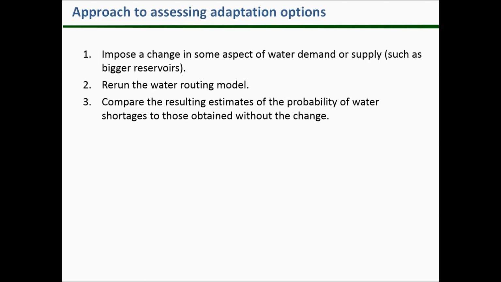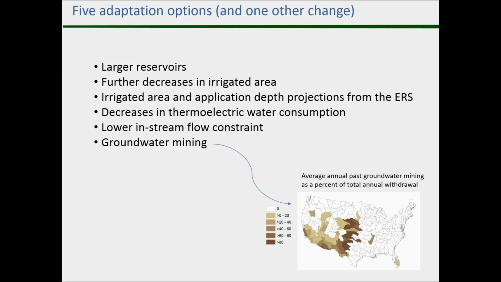Okay, on to goal 2. We're almost done. What we do now is impose some change in some aspect of water demand or supply and rerun the water routing model for different futures, and then compare the resulting estimates of shortage frequency with those obtained without the change. Simple framework. Well, now I'm going to show you results for these 6 different adaptation options.